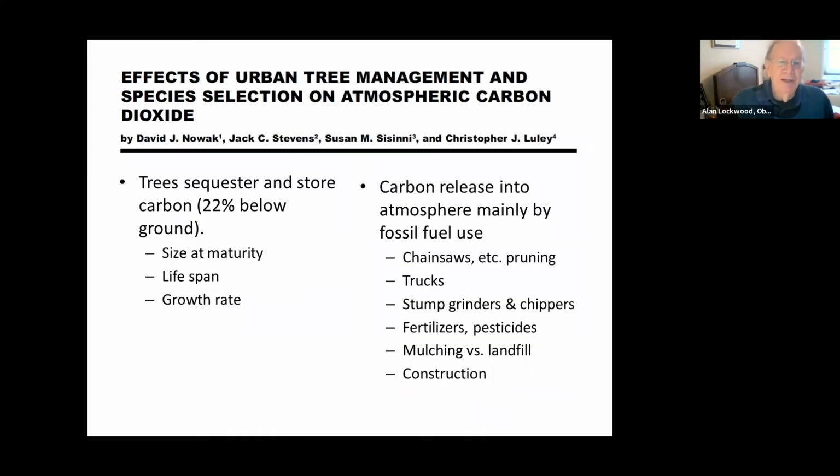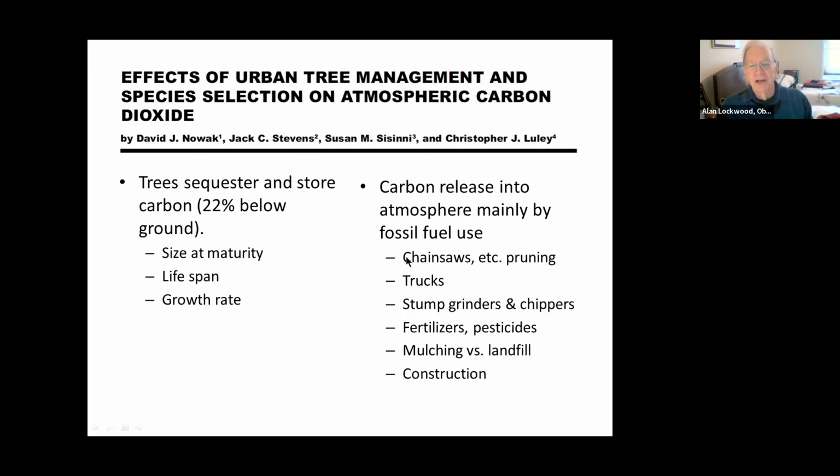Now, this problem has been studied quite intensively by David Novak, who's a retired Forestry Service employee who's written several articles on this topic. And not surprisingly, his group finds that the amount of CO2 that's sequestered depends on the size of the tree at maturity, its lifespan, and its growth rate. It's also worth noting that about 25% of the CO2 that's sequestered is below ground. Now, compare this with the carbon dioxide that's released into the atmosphere, almost always by burning fossil fuels for the maintenance and planting of trees.